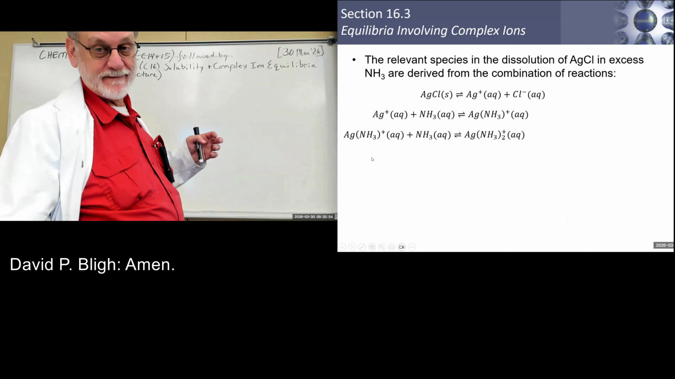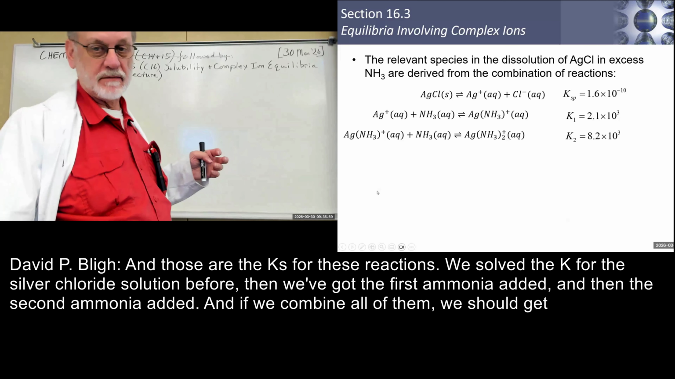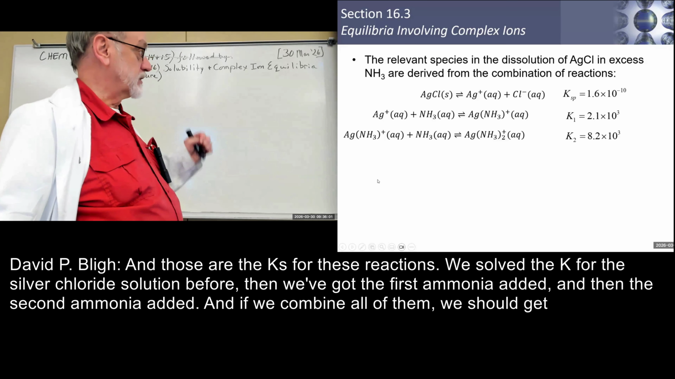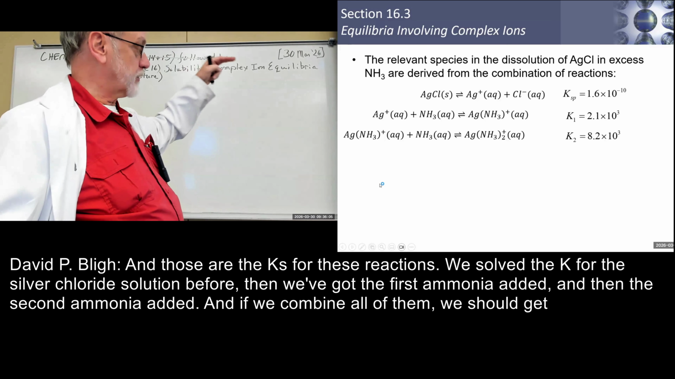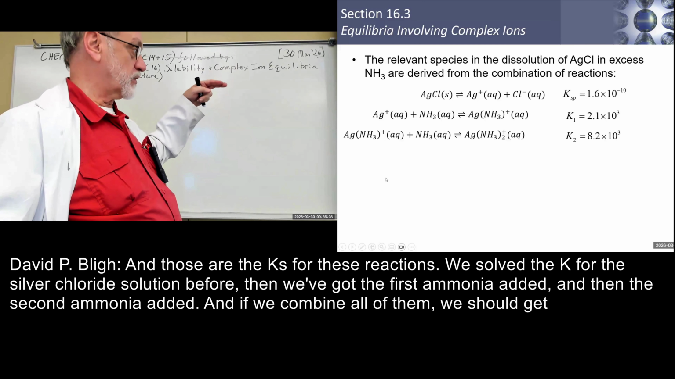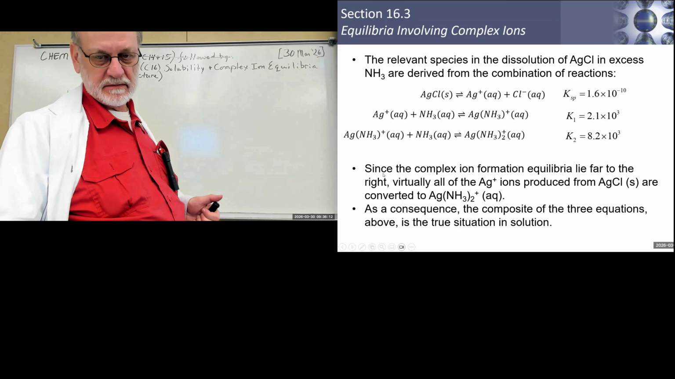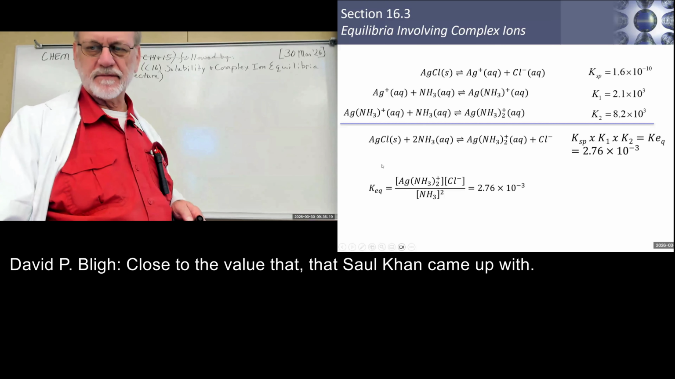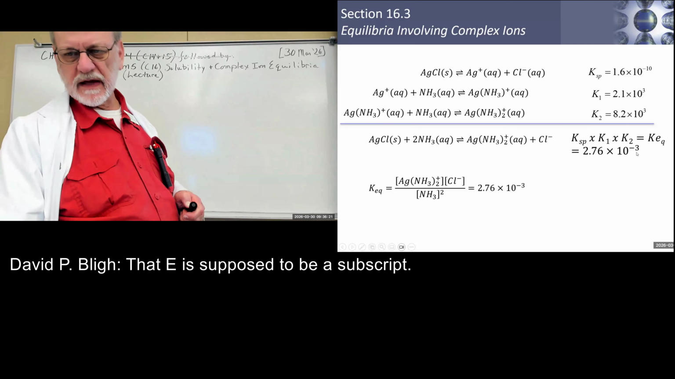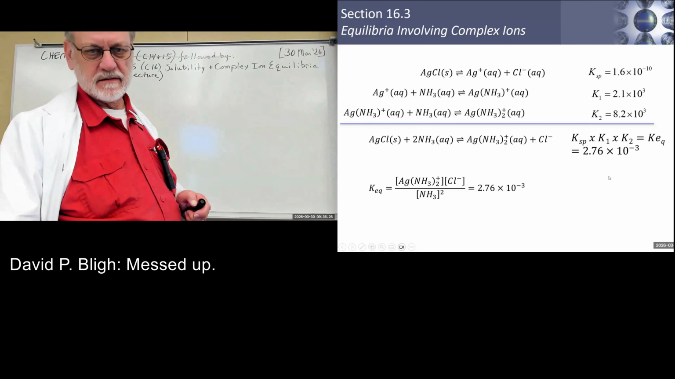All right. And those are the Ks for these reactions. We saw the K for the silver chloride solution before. Then we've got the first ammonia added and then the second ammonia added. And if we combine all of them, we should get close to the value that Saul Kahn came up with. That E is supposed to be a subscript. There. Messed up.